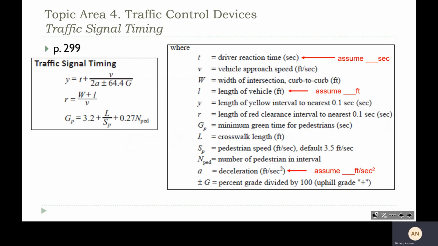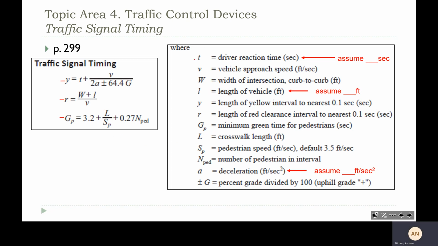All right, topic area 4 is fairly quick. It's traffic control devices, which the only information to give you is related to traffic signal timing. So we have 3 equations here, one for yellow time, one for red time, and this was a new one for me. This is minimum green time for pedestrians.